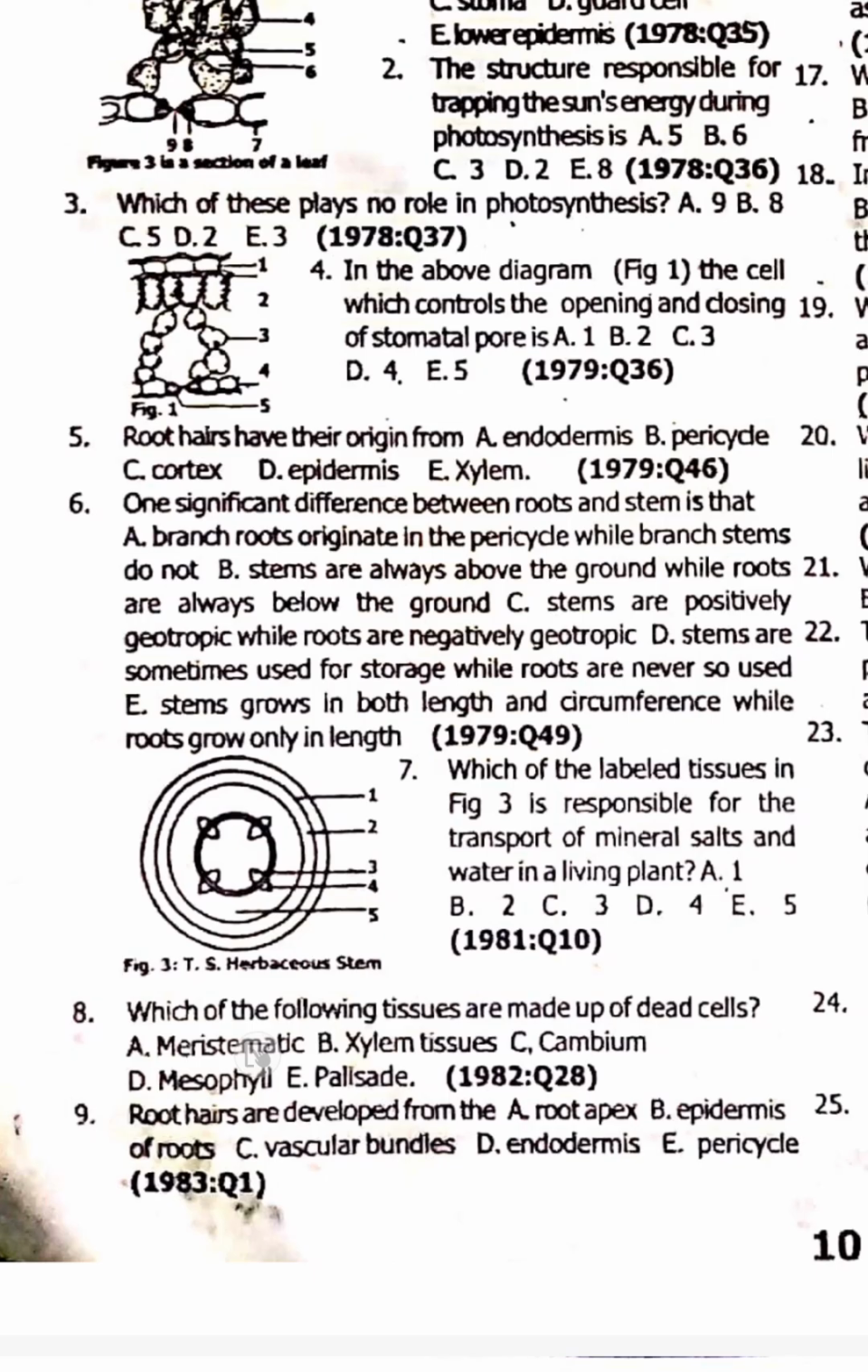So that's number 8. Number 7, we say, is option C. Number 8: which of the following tissues are made up of dead cells? Option B, the xylem tissues. Number 9: root hair are developed from... we haven't touched something like this before.